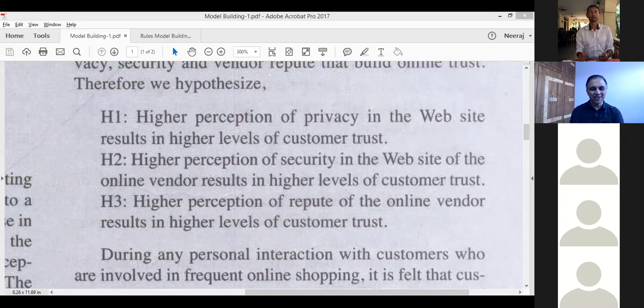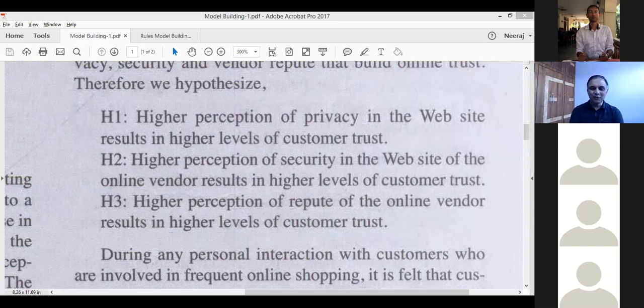Second hypothesis: higher perception of security in the website of the online vendor results in a higher level of trust. Okay, we got so many words. Higher perception of, leave the word higher, perception of security. Okay, security perception where? In the website. Again, the question comes, whose website? Of the online vendor.